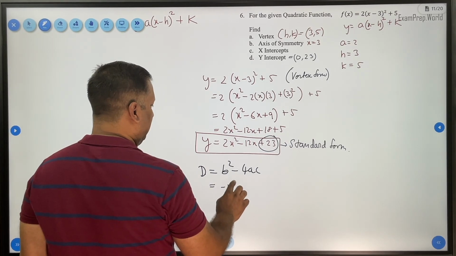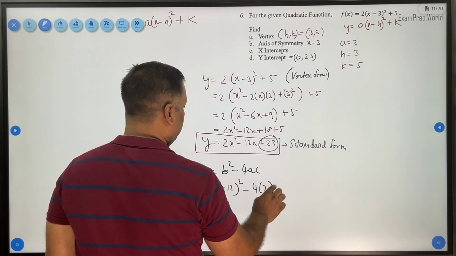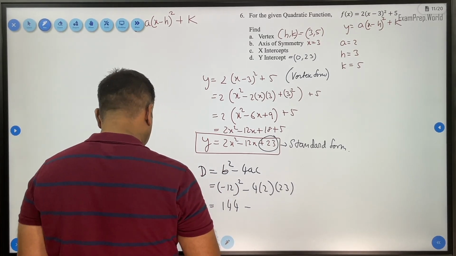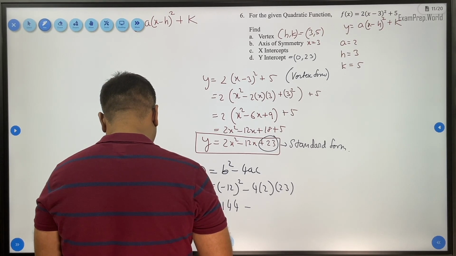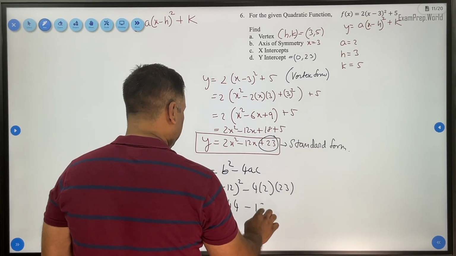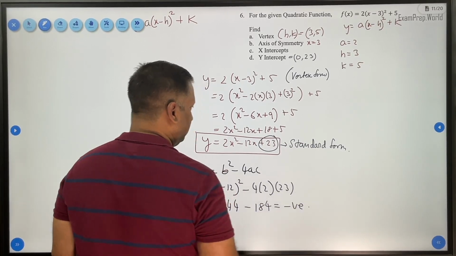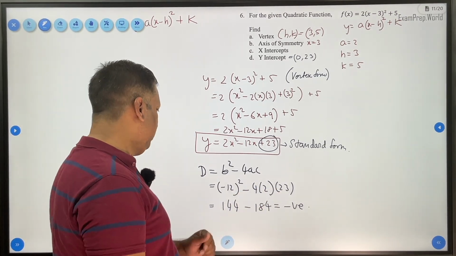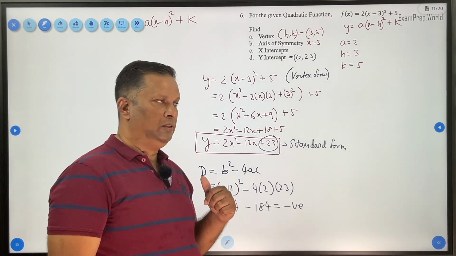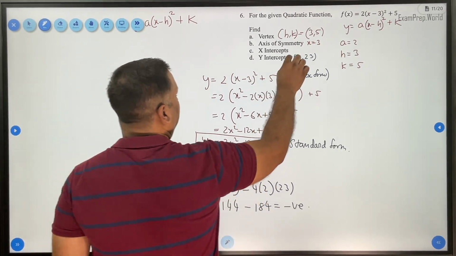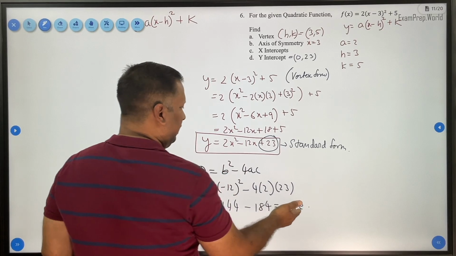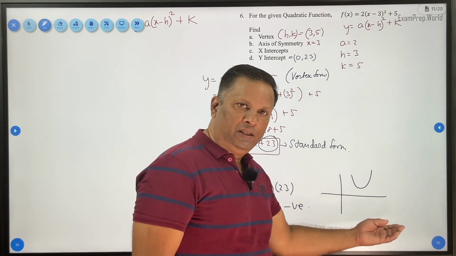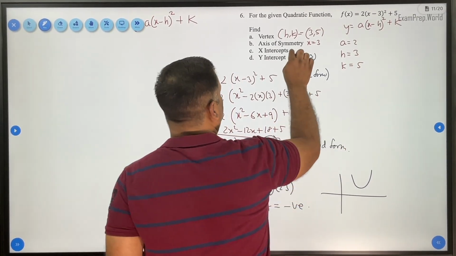What is b? Negative 12. Negative 12 whole square minus 4 times 2 into 23. This is 144 minus 23 times 8, which is 184. So it is a negative value. Can we factorize this? We can't factorize this. So it doesn't have any x-intercepts, because when d is negative the graph won't touch the x-axis somewhere. So you have to write that it doesn't have x-intercepts.